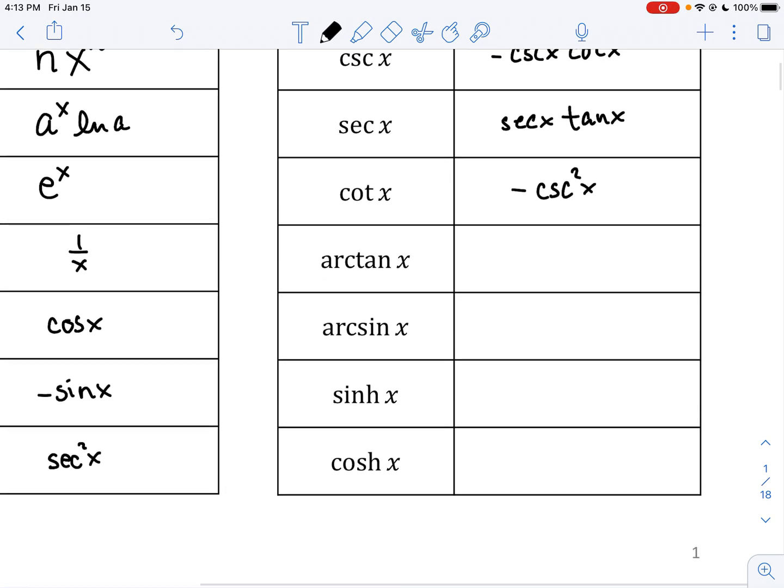Moving on to the inverse trig functions, we'll just review two of them. The derivative of arctangent of x winds up being 1 over 1 plus x squared. And the derivative of arcsine is 1 over the square root of 1 minus x squared.